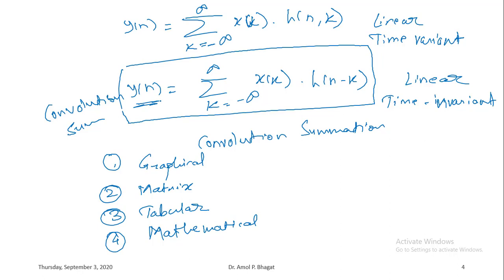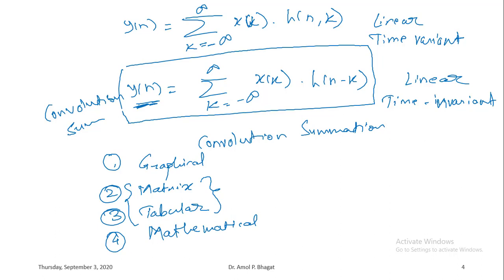So by using convolution summation, you can identify the output y of n of the system. For this we'll use any one of these methods: graphical, matrix, tabular, or mathematical, directly using the convolution summation formula. In most books, the matrix and tabular methods are given as the same, but these are two different methods. You have to keep in mind that the matrix method and tabular method are different. We'll go into details of it in the next sessions.